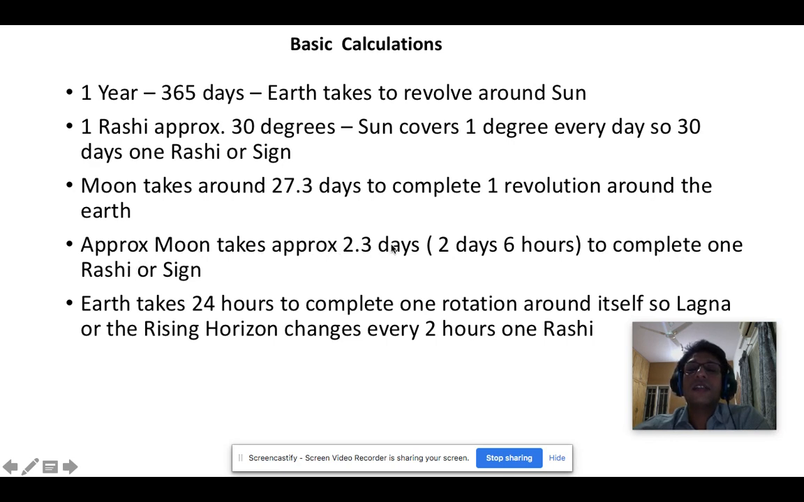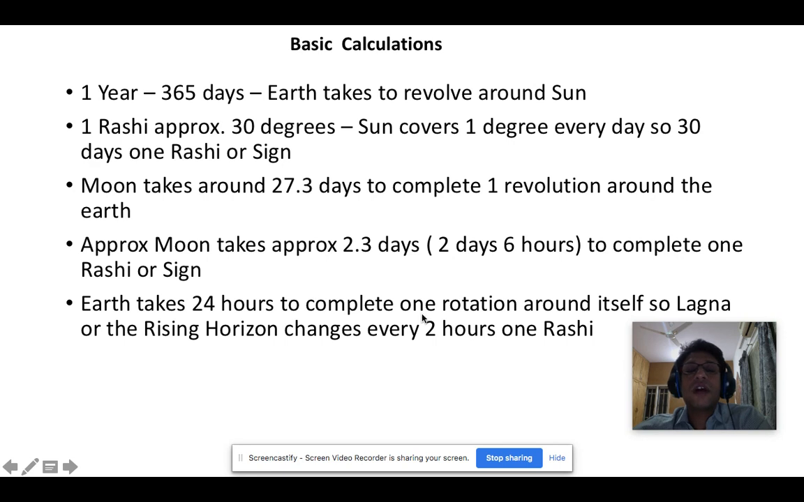Approximately, the moon takes 2 days, 6 hours to complete one rashi or sign. So that is how the moon changes signs very fast. Whereas the sun changes every 1 month, the moon changes in 2 days, 6 hours. Okay. Because if you multiply this by 12, you will get this number.